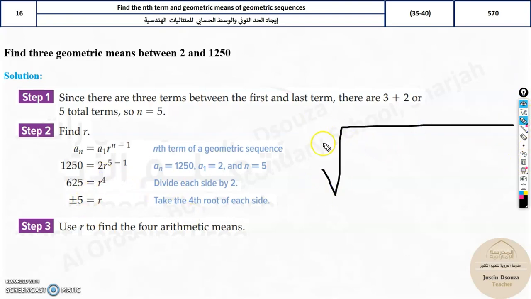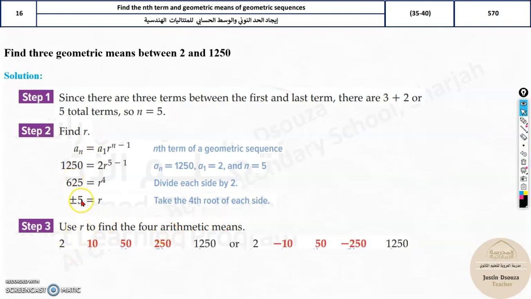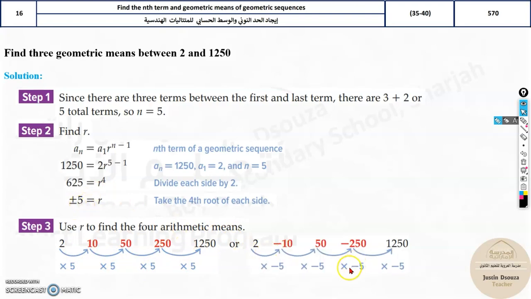Whenever you take an even root like this, if it's 2, 4, 6 of any number, you must remember that when you solve this, it'll be plus or minus answer. So therefore the r can be either positive 5. If it is positive 5, multiply 2 times 5, you're going to get 10. Again, 10 times 5, you can see over here positive 5 is multiplied and you're getting this answer. But what about the minus 5? It might be minus 5 as well, so you need to have both these answers.